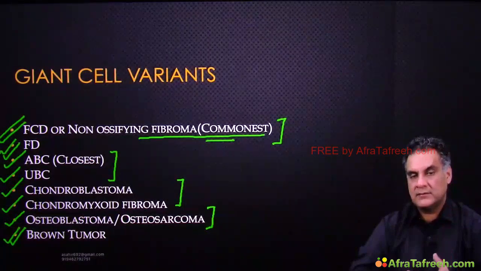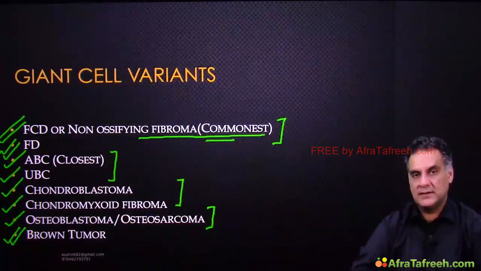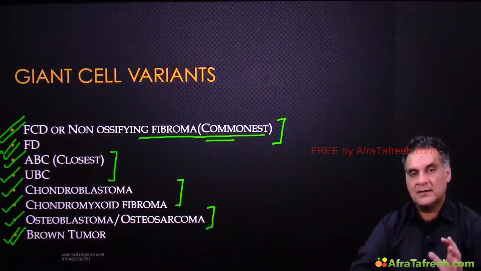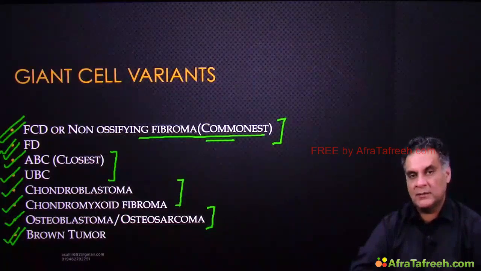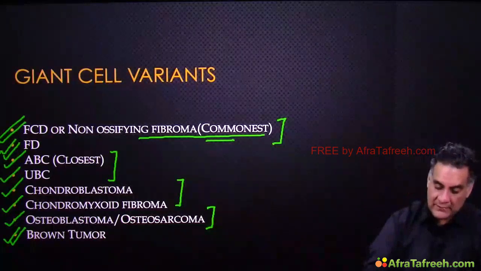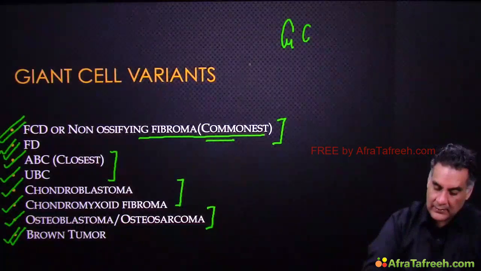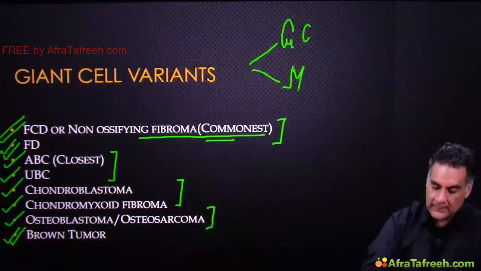Commonest, fibrous cortical defect. Closest, aneurysmal bone cyst. How do you differentiate giant cell tumor and the variants? Now this is something which is a gold medal question. Giant cell tumor will have giant cells and will have mononuclear cells.